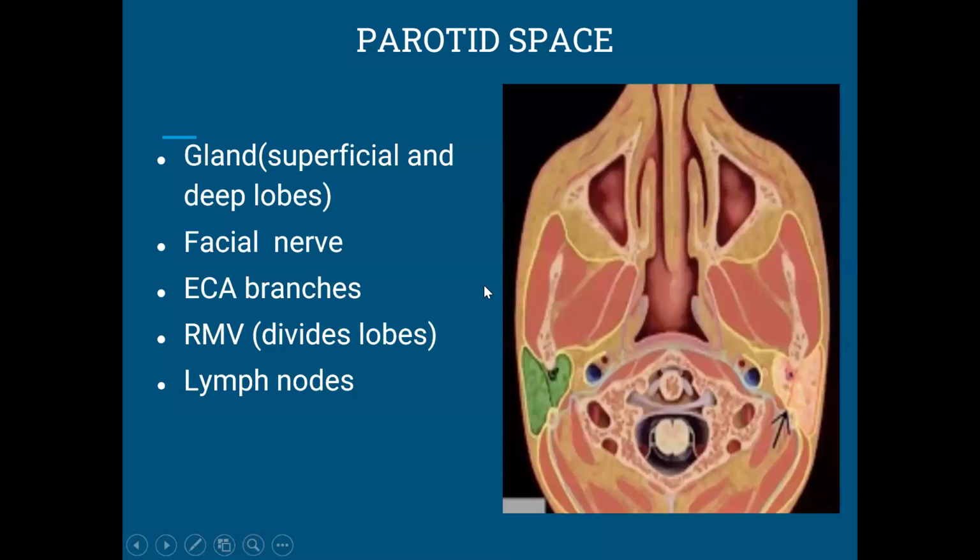So that was about the masticator space. Now we look at the parotid space. This is in the suprahyoid neck. So this was the masticator space which we saw. Now posteriorly, this is the parotid space.